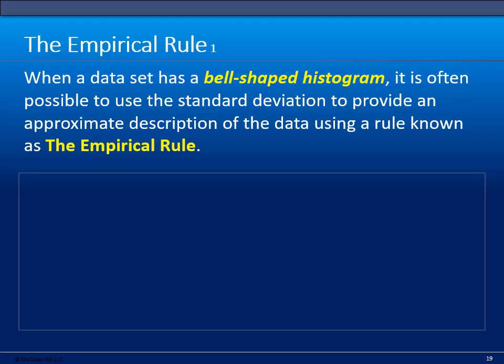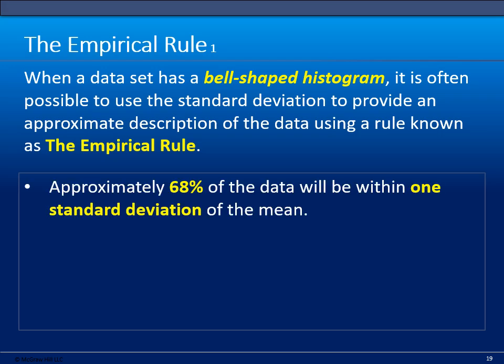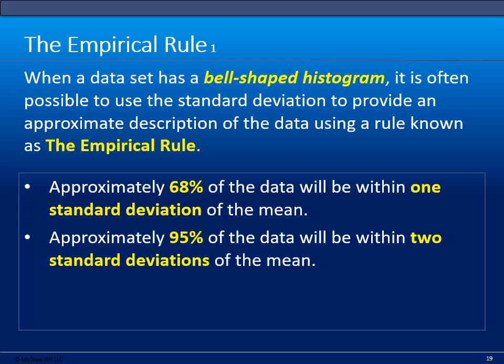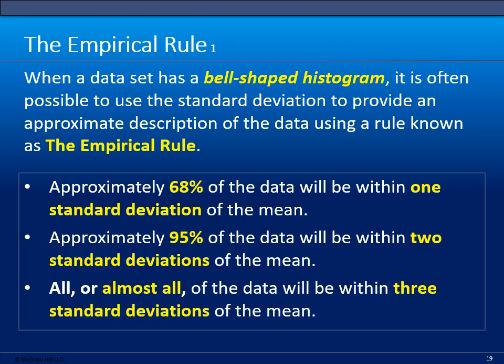Now here's where the really interesting thing comes in with bell-shaped data, and this is called the empirical rule. There's a mathematical principle that describes where the data sits. What this says is if your data is approximately bell-shaped, then 68% of the data will be within one standard deviation of the mean. 95% of the data, virtually all of the data, will be within 2 standard deviations of the mean.